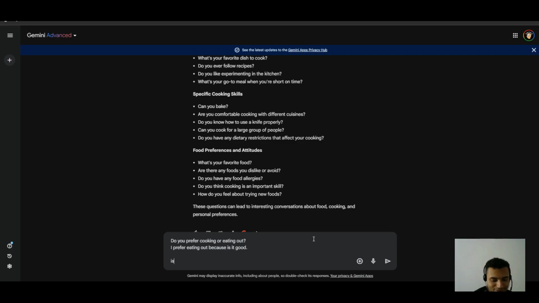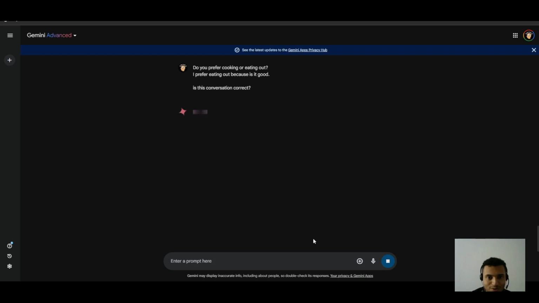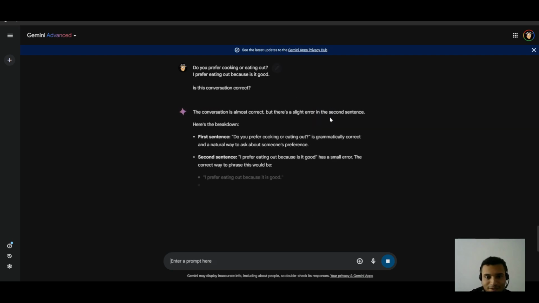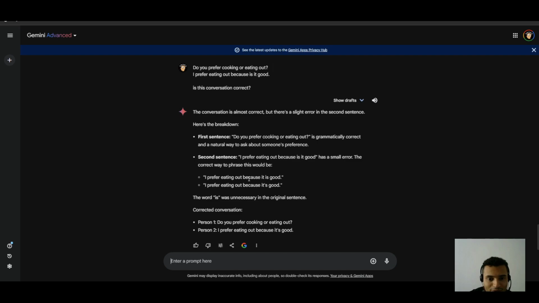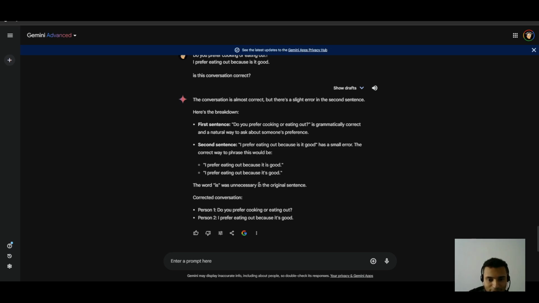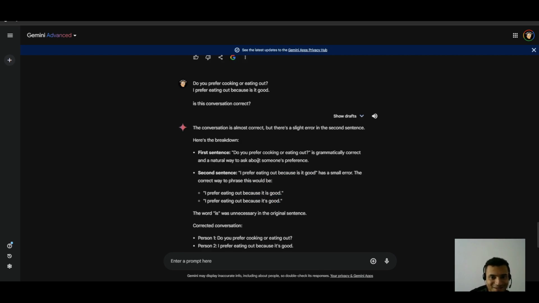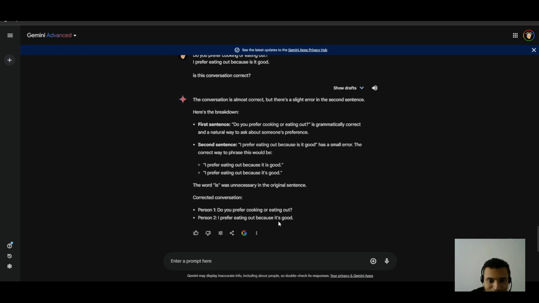And then we ask, is this conversation correct? And it should give us the answer no. So it's almost correct. Because of this part, we see the second sentence has a small error, and the correct way is it is good, or it's good. It says the word is was unnecessary in the original sentence. This is not correct, it was not unnecessary, it was just in the wrong place. I prefer eating out because it is good, should be. And that's it.